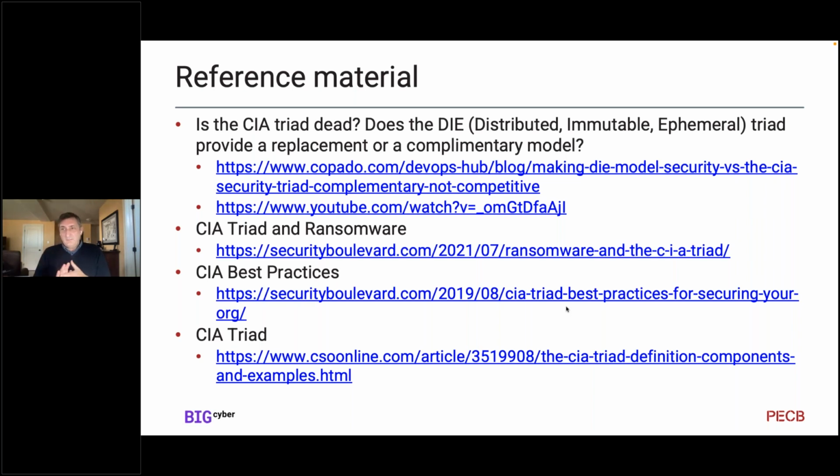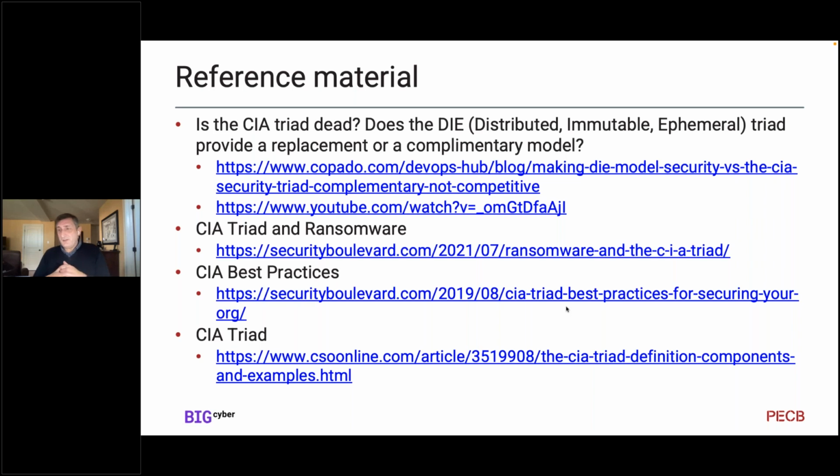I'll put a link in here as well, talking about the CIA Triad and ransomware. People are actually taking the CIA Triad and applying it to current cyber threats like ransomware. So I wanted to share that article because it was an interesting read, and it talks about how the CIA Triad can help you in these ransomware days. Some best practices as well. These both come from Security Boulevard, which has not bad topics sometimes, so I thought I'd share that one.